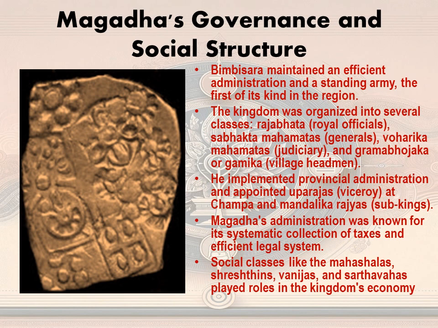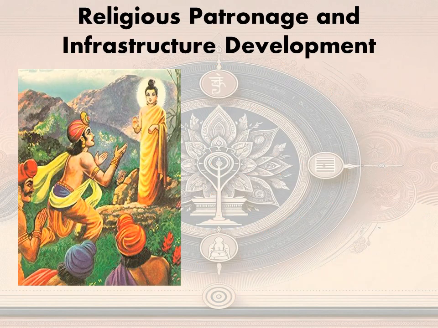Social classes like the Mahashalas, Shrestins, Vanijas and Sarthavahas played important roles in the kingdom's economy. So these were different kinds of social classes which devoted their lives to specific works, and thus they played a very important role in the growth of Magadha and the economy of Magadha as a whole.